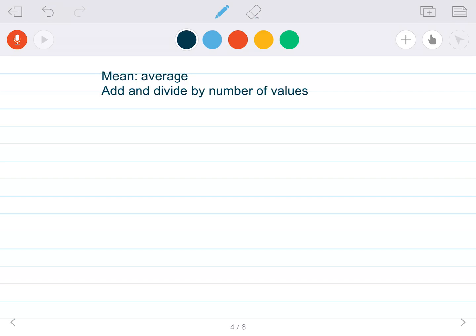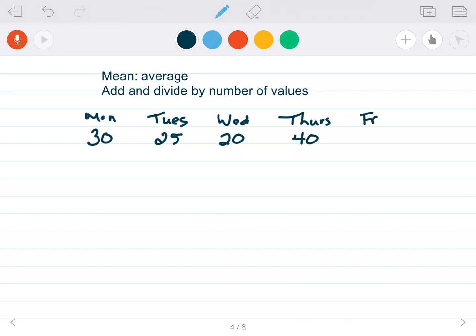So let's say that Monday, Tuesday, Wednesday, Thursday, Friday, you worked on an assignment on IXL, and your goal was to at least get in 25 minutes of IXL per day. Well, on Monday you worked for 30 minutes. Let's label this Monday. Tuesday you worked for 25 minutes. Wednesday, let's say you were rushed, you only worked for 20 minutes. On Thursday, you worked for 40 minutes, you had a little extra time, but then on Friday, you wanted to get done pretty quickly, so you only put in 20 minutes, right?